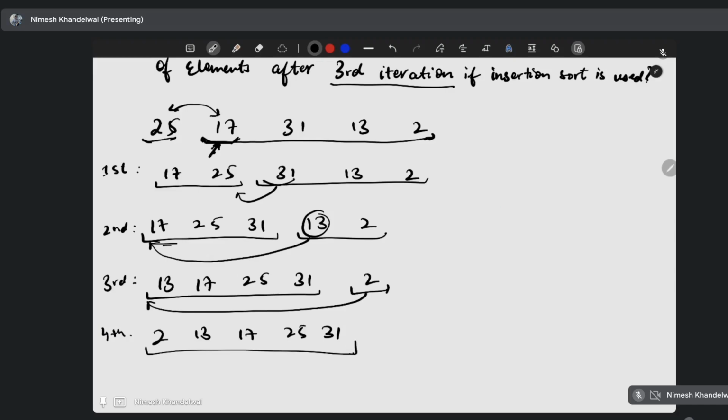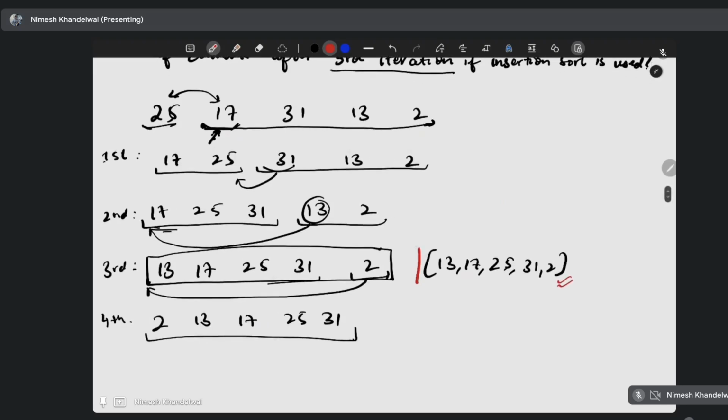But in this question, we just have to report the status of the array after third iteration, right? So what is the status after third iteration? That is 13, 17, 25, 31 and 2, right? So this should be the correct answer for this problem. So what will be the order of elements after third iteration? So this will be the order of elements.